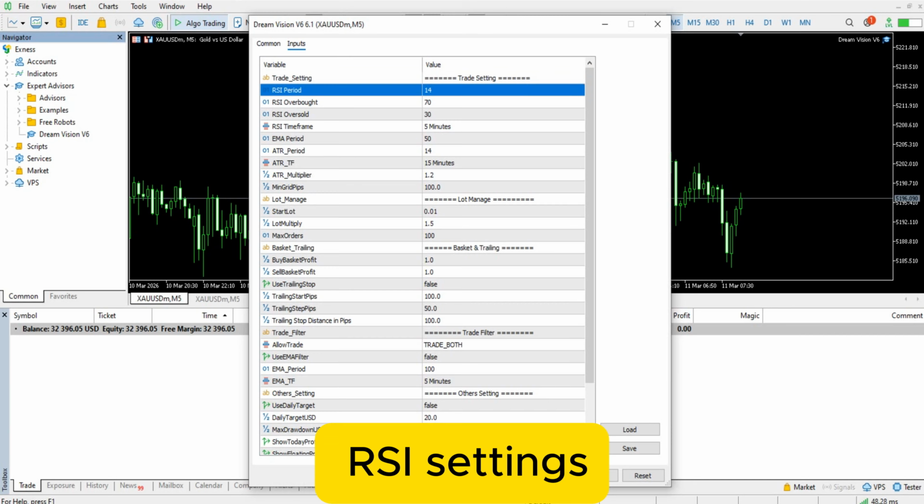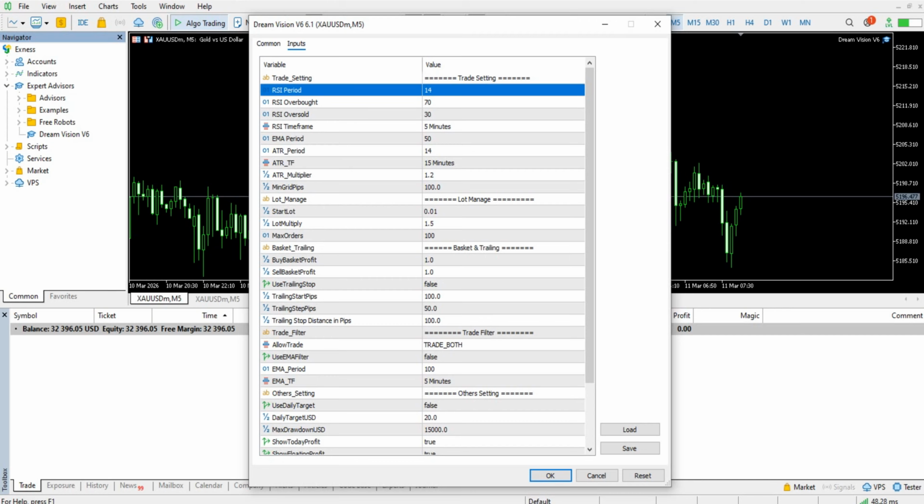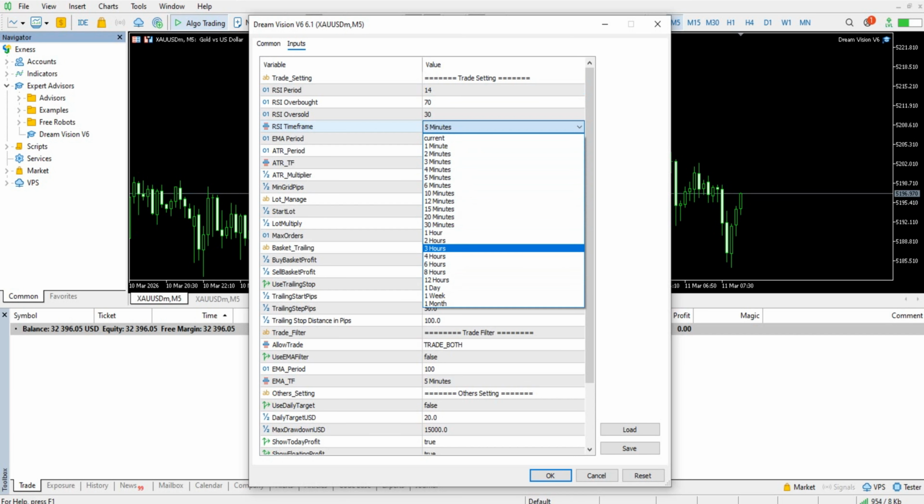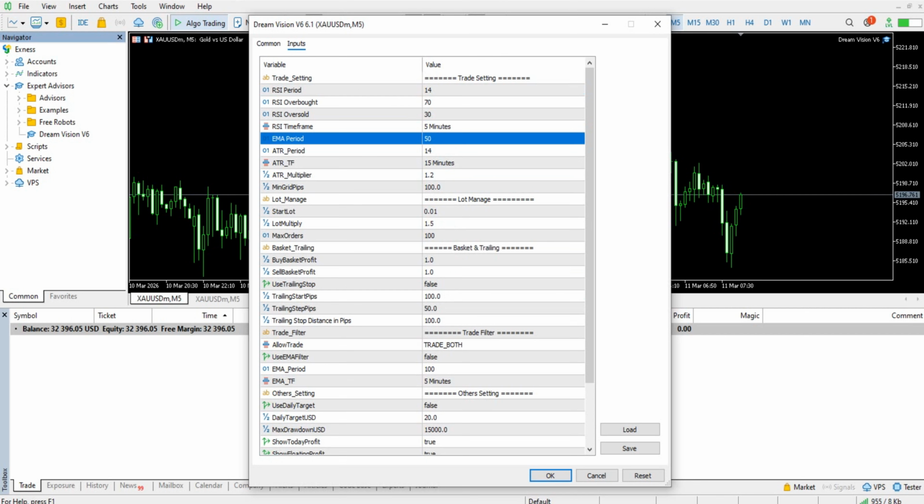RSI settings. The RSI settings help the EA measure market momentum. The RSI period defines how many candles are used for the calculation, while the overbought and oversold levels indicate when the market may be too high or too low, suggesting a possible correction or bounce. The RSI timeframe selects which timeframe is used for this analysis.